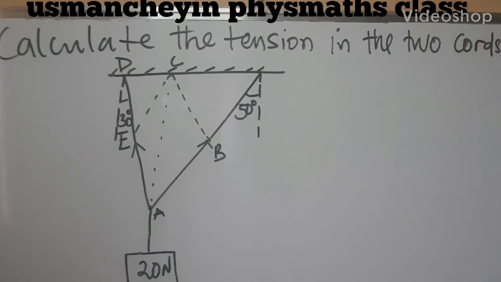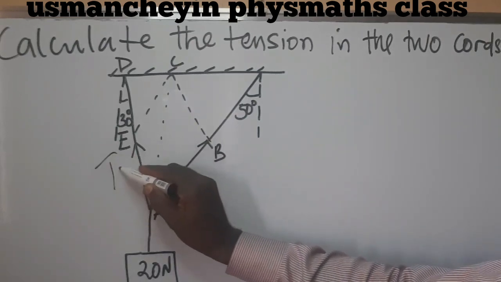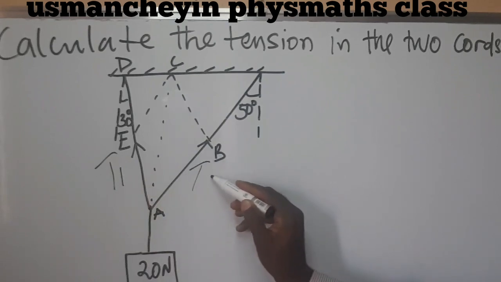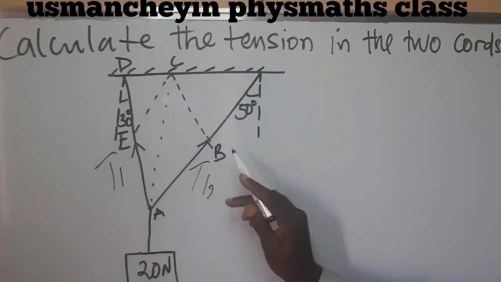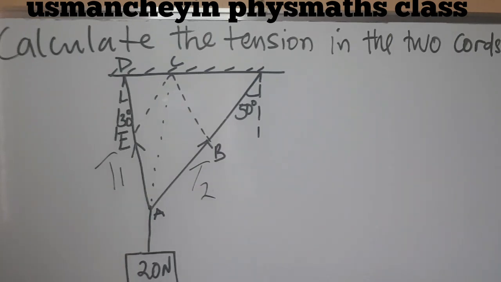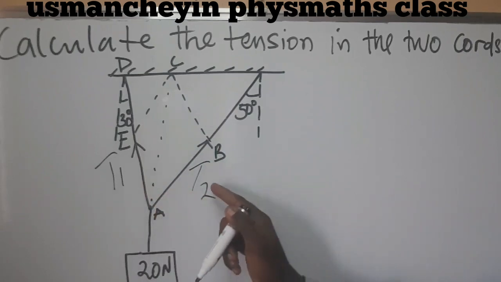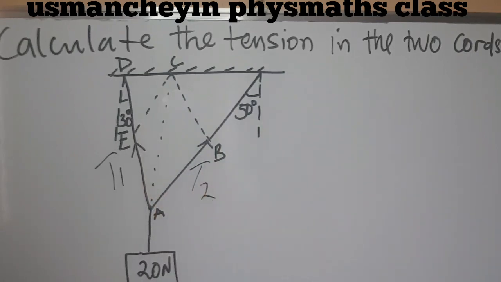We are expected to calculate the tension in the two cords. So from this very diagram, the cord, let's say this should be our T1 and this should be T2. So we are looking for T1 and T2. T1 is the cord from this side and T2 is the cord from this particular side.